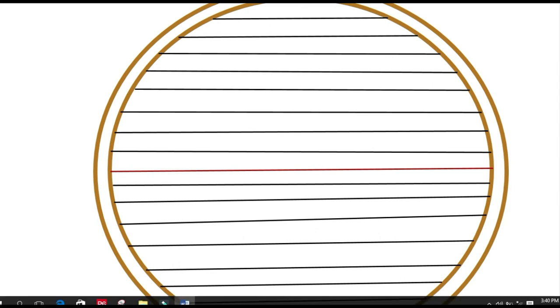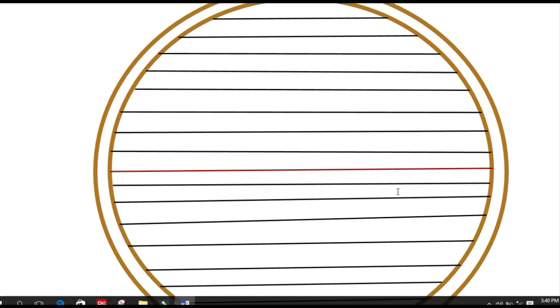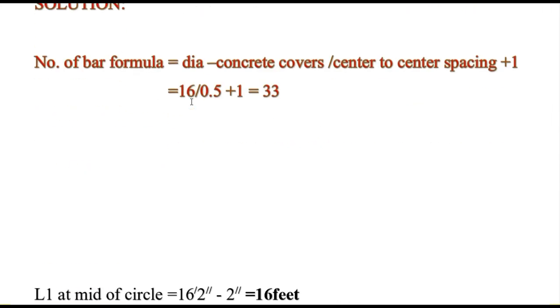And if you go to the distribution bar, the distribution bar's center cutting length will be the same as the diameter, 16 feet, as in the main bar. So the distribution bar at the center will be the same as the main bar at the center. So this is how you can easily calculate.